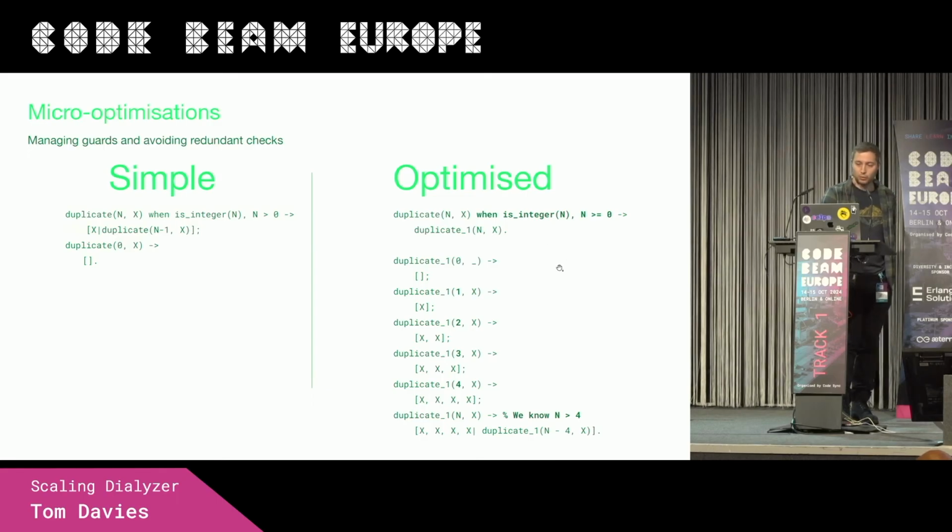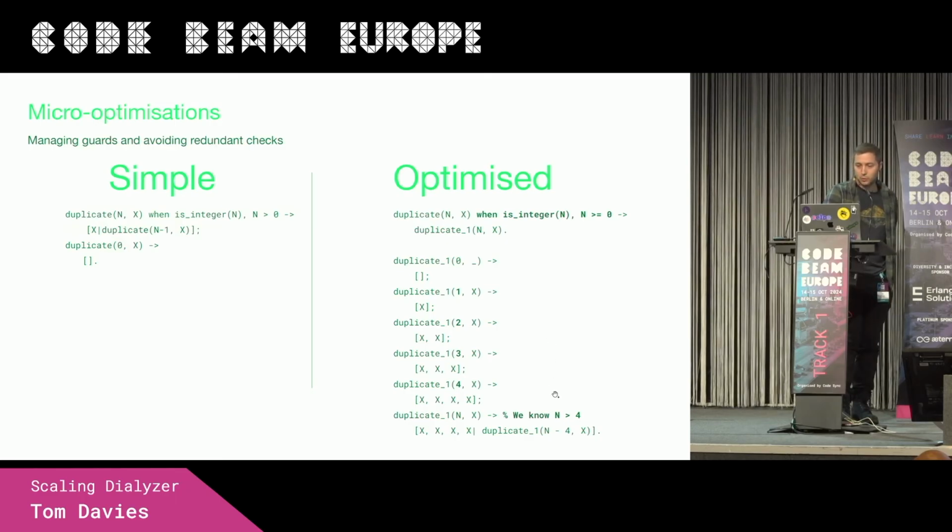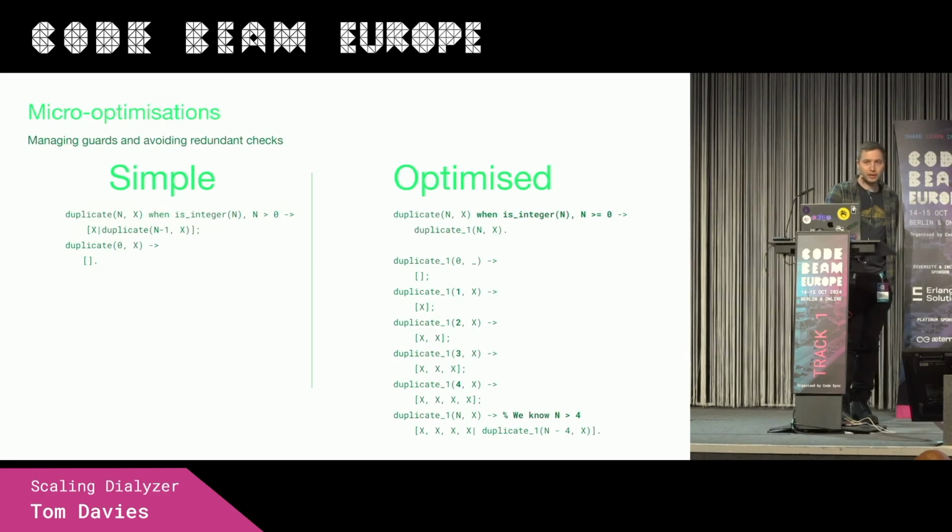And so we can do our unrolling here, but we can also handle the guard situation as well and get rid of it when we recurse, because by this point we've ruled out any of the possibilities. And so we don't even need to have the guard at all.